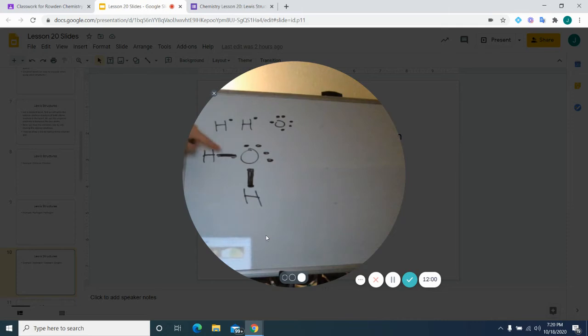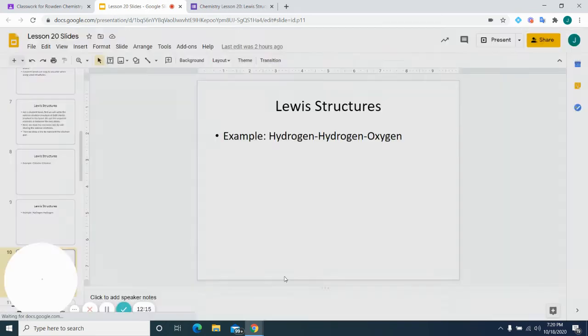So how many does hydrogen have? Well, the line represents 2. So hydrogen's happy. It only wanted 2. How many does that hydrogen have? 2. And let's look at oxygen. 1, 2, 3, 4, and then 5, 6, and then 7, 8. All right.